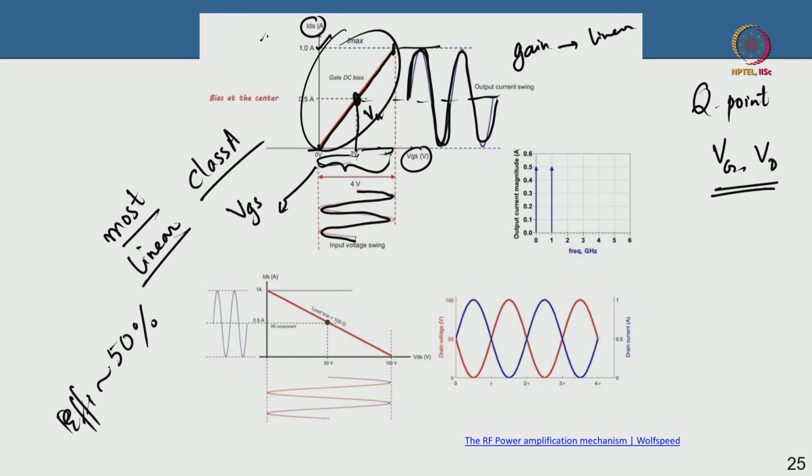Why? Because the device is always on and the current and voltages are 180 degree out of phase, and simple math can show that it is a maximum 50% efficiency. So you are going to lose in efficiency, but you are going to get very good linearity. There are different classes of operation where you can bias the device close to pinch off. In such cases you are going to clip the waveform and introduce significant non-linearity, and the price that you are paying helps you boost the efficiency to maybe a higher value, 70, 78, 80%.